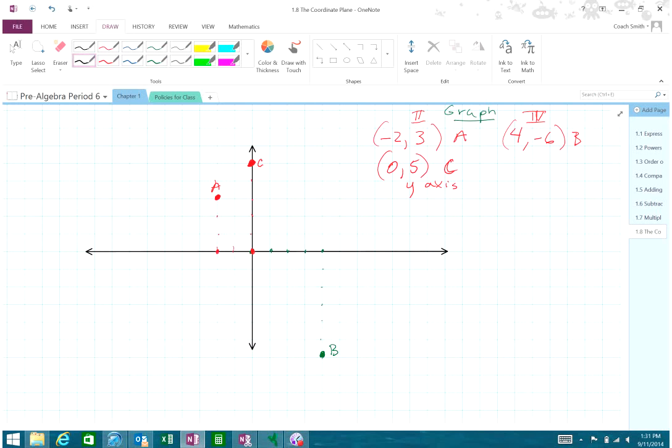So, then what would be the coordinates of point D? What would be the coordinates of point D? Nicole? What would be the coordinates? -6 and -6?